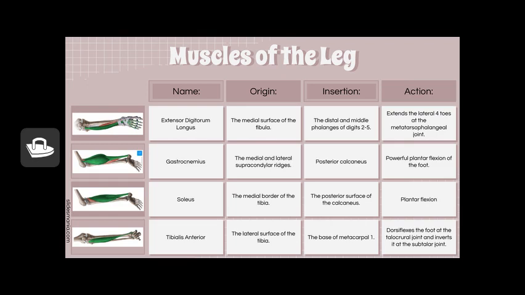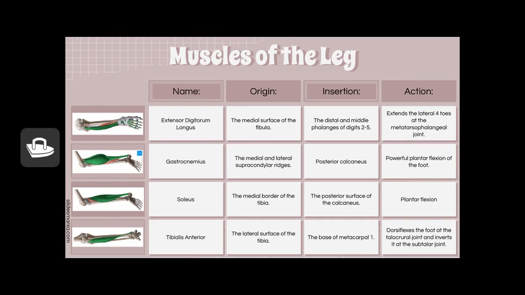So starting with our extensor digitorum longus, the origin of this muscle is going to be the medial surface of the fibula. The insertion is going to be the distal and middle phalanges of digits 2 through 5. And the action is going to be extends the lateral four toes, and we have the gastrocnemius continuing on. The origin is going to be the medial and lateral supracondylar ridges. The insertion is going to be the posterior calcaneus. And the function of the gastrocnemius, it provides super powerful plantar flexion of the foot.